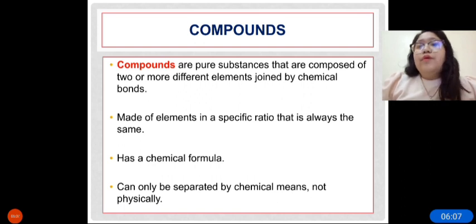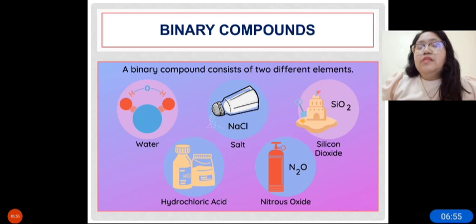Compounds are pure substances that are composed of two or more different elements joined by chemical bonds. We could say that they are like a team where each player brings something unique to the table. They are always made up of elements in a specific ratio that doesn't change. So every compound has its own chemical formula, kind of like an identity card that tells us exactly what it's made of and in what proportions. And they can only be separated by chemical means, not by physical means.